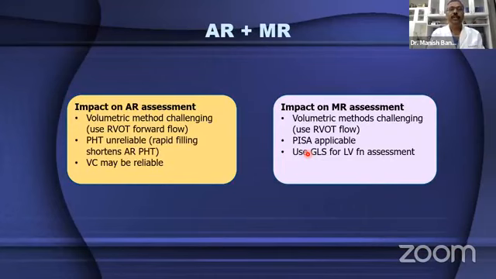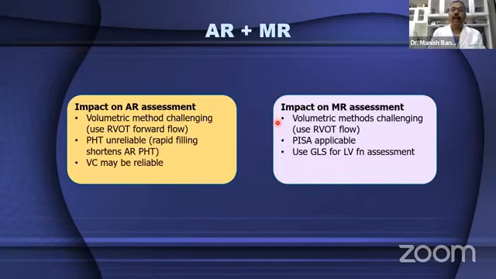How is the assessment affected? So when significant MR is present in a patient with AR, volumetric methods become unreliable because we can't use mitral inflow for the continuity equation, so we will have to use RVOT forward flow. PHT becomes unreliable because there is rapid LV filling which shortens AR PHT. Vena contracta may be reliable. Again, anatomic assessment comes to help.